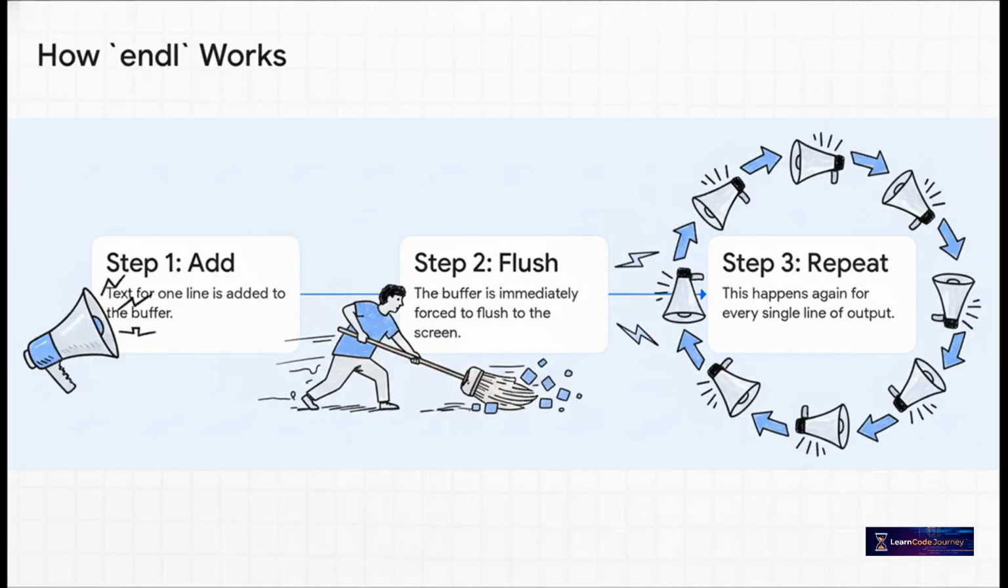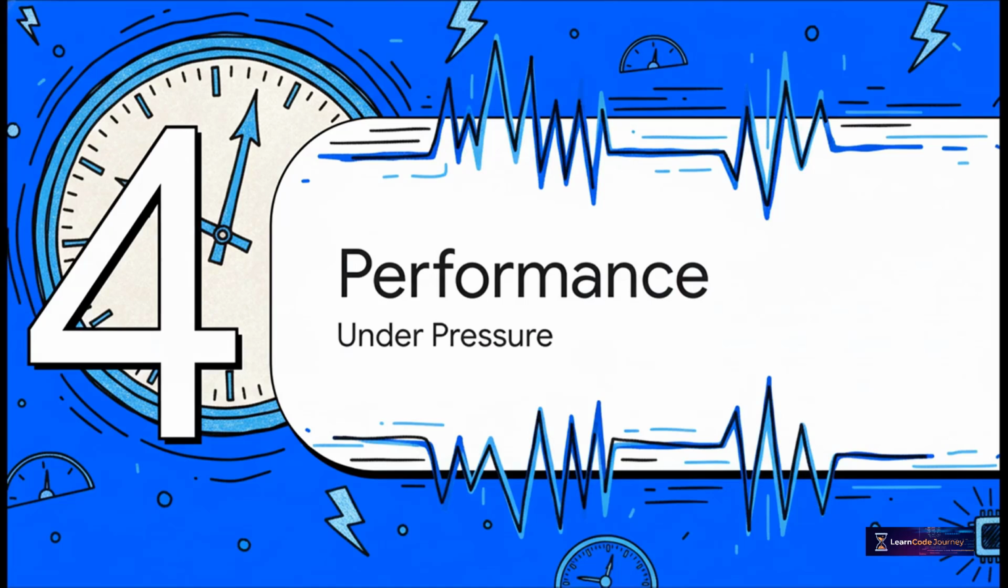But endl? Oh, endl has zero patience. It puts a line of text into the buffer and immediately yells, "Get it out there! Flush!" It forces the screen to update right that second, and then it does the exact same thing for the next line, and the one after that, every single time. So at this point, you might be thinking, okay, that's a cool little technical fact, but who cares? Why does this matter in the real world? Well, it matters a ton when performance is on the line.